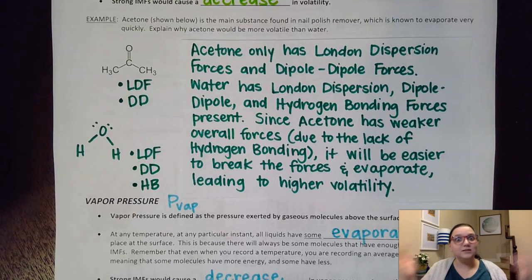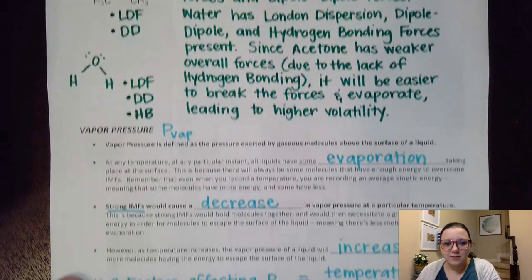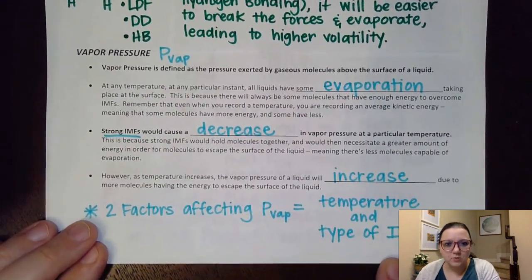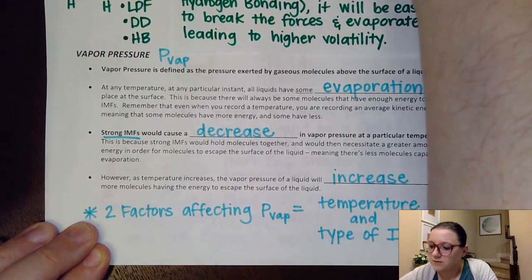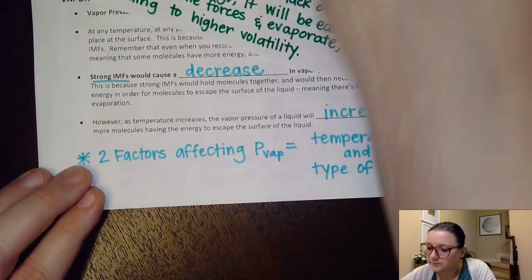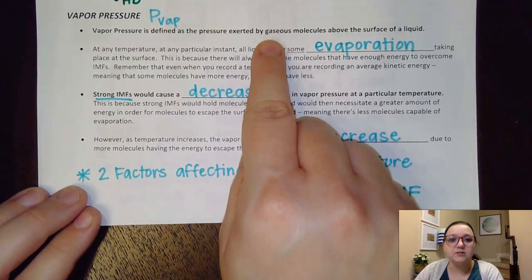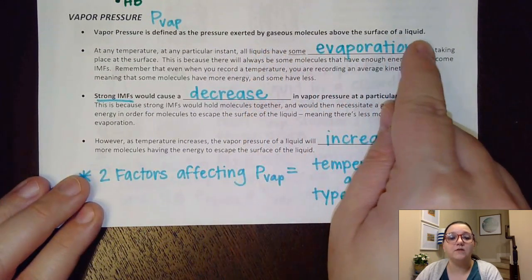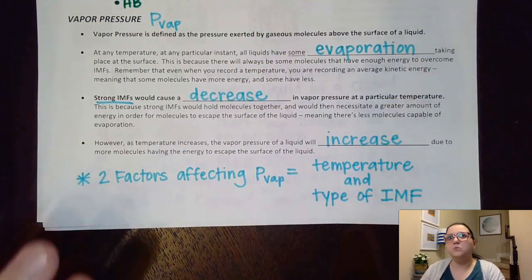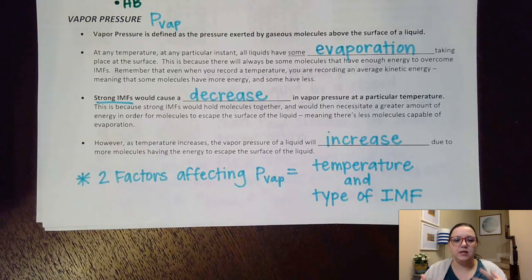All right, so there's volatility in a nutshell. How easily does it evaporate? Let's look at our other type of property here, which is vapor pressure. Vapor pressure is defined as the pressure exerted by gaseous molecules above the surface of a liquid. So basically, when I have a liquid that is just sitting, I'm going to have at least a few molecules at the surface that are going to have enough energy to evaporate off.